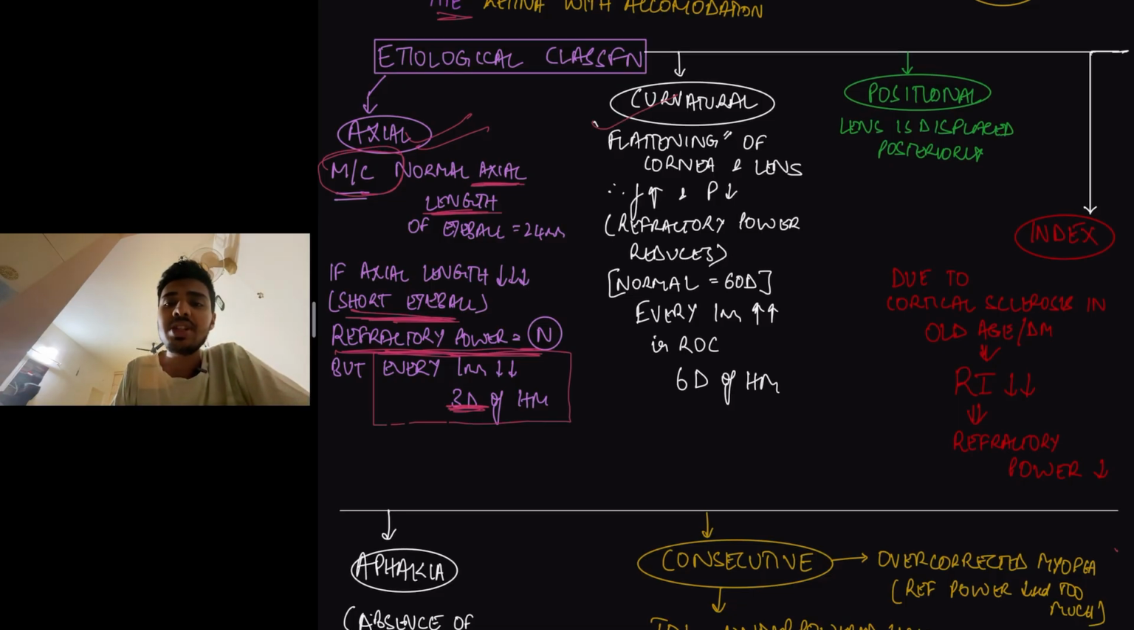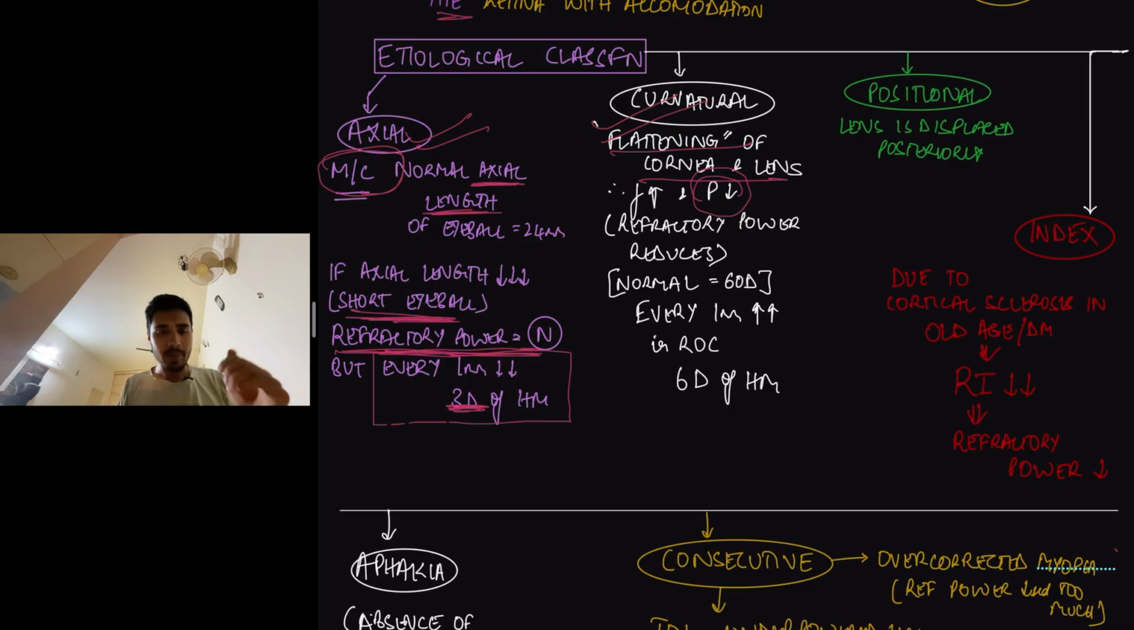Next type is curvatural hypermetropia. Basically, any flattening of the cornea and the lens, that is, corneal curvature and lens curvature reduce. What happens? The radius of curvature increases, so the focal length increases, and when the focal length increases, the refractive power reduces, and therefore it is not able to converge the light onto the retina. It is being focused behind the retina. The power of the eye is what converges it onto the retina, right? Our eye is a converging eye. The entire refractive system of our eye is converging in nature.